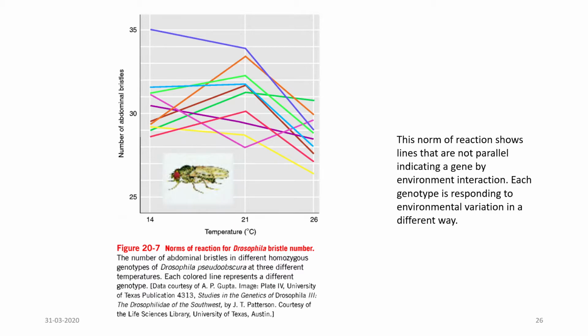And another example is the Drosophila that I have shown here, the abdominal bristles in different homozygous genotypes. With temperature, they can vary. So there is a correlation between temperature and different genotypes.